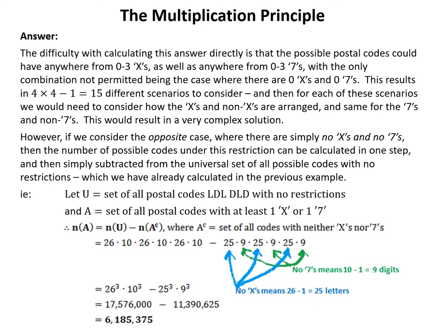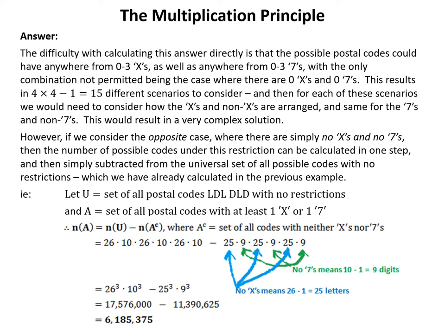So if we let U equal the set of all postal codes with no restrictions, the letter, digit, letter, digit, letter, digit that we did in part B of the previous example, and we let the set A be the set of all postal codes with at least one X or one 7, so A is the set that we're interested in. So the answer to the question that we're looking for, the number of elements in set A, would equal the number of elements in the universal set U minus the number of elements in A complement, where A complement is that restricted set of all codes that have no X's nor 7's.